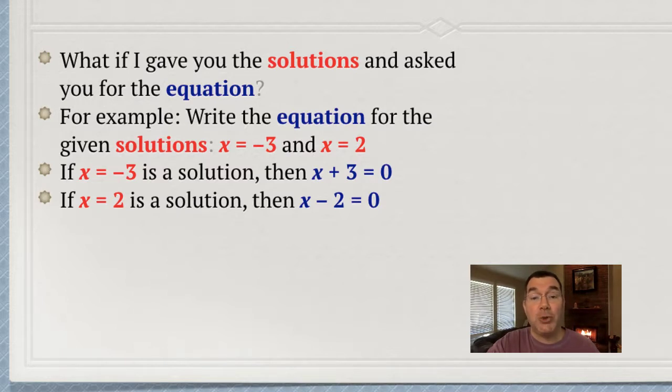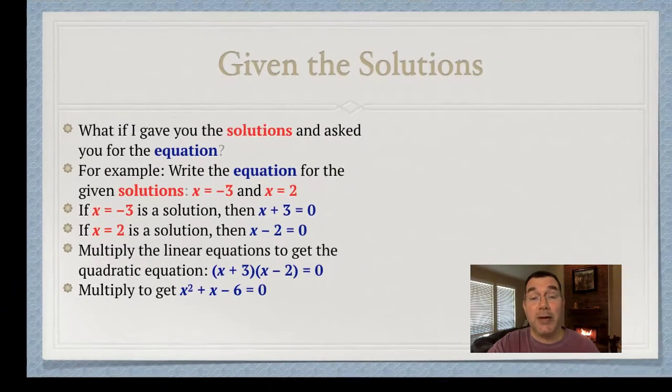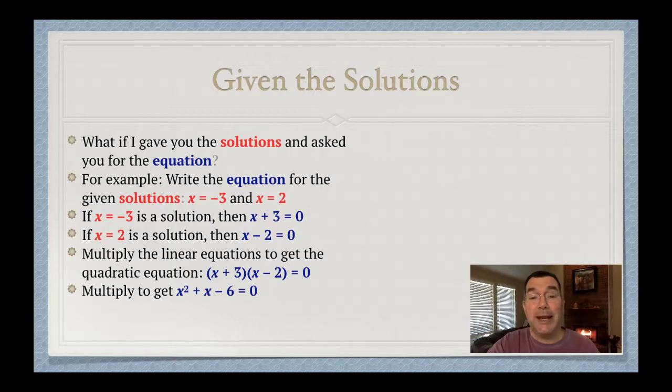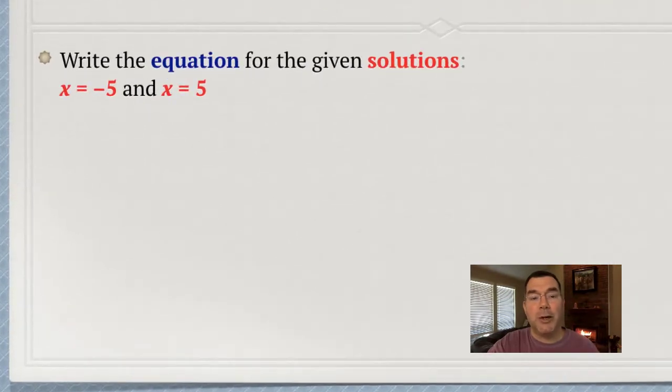And then once I have my two linear equations, I can take those expressions on the left-hand side of each of them and multiply them together to get x plus 3 times x minus 2 equals 0. And then to come up with my final quadratic equation, I can multiply using distributive property the x plus 3 times the x minus 2 to get x squared plus x minus 6 equals 0. And that is the quadratic equation that has -3 and +2 as its only solutions. All right, so let's do another example. It's a pretty tricky process, but the more you do, the better you get.